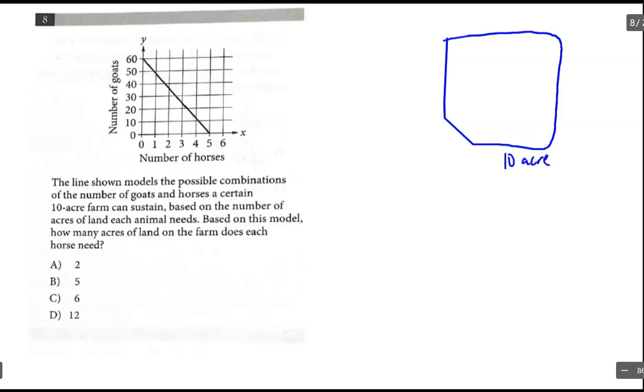And we have combinations. This line right here shows combinations of what could happen. So for instance, if I pick a point, if I pick this point right here, well, that point represents 60 goats and 0 horses. All right, so that means in 10 acres, I could have 60 goats, but I couldn't have any horses. All right, and at the other extreme, if you come all the way down here to the bottom, the other extreme right there, that means if you have 5 horses, then you can have 0 goats. And then there's all the combinations in between. So in this 10-acre farm, at most I can have is 5 horses.